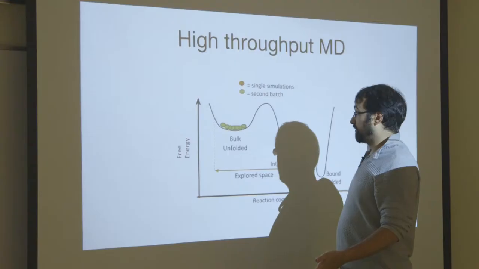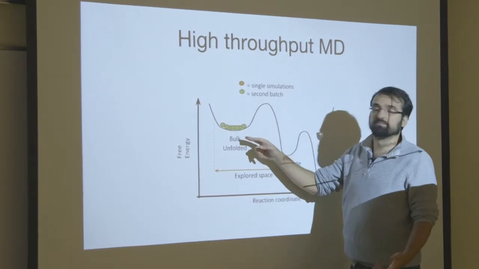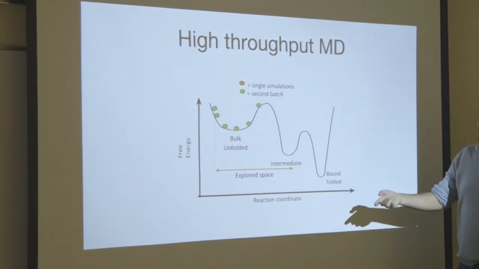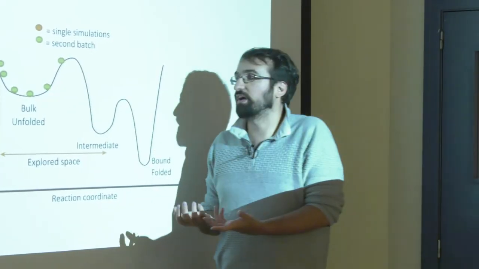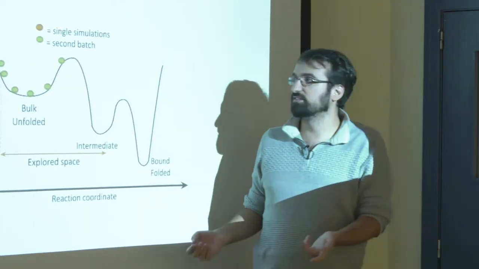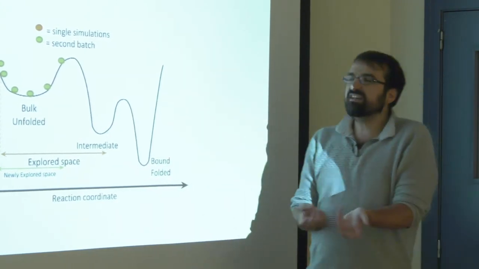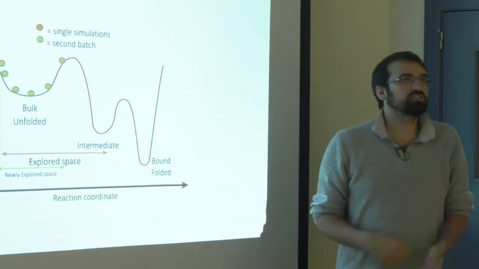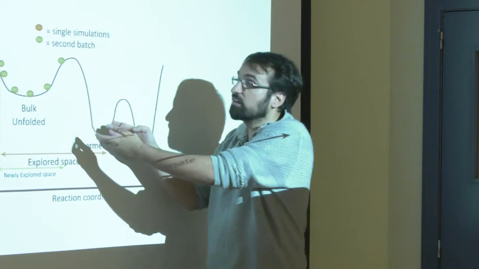We can do a second batch, so more simulations where you start exactly from the same place and do it again. And then, for example, in this second batch, by chance, because this is a stochastic process, we did not sample the intermediate or bound state. So this is newly explored space. This is very inefficient, because if you start 1,000 simulations from here, you can by chance end up here or not.